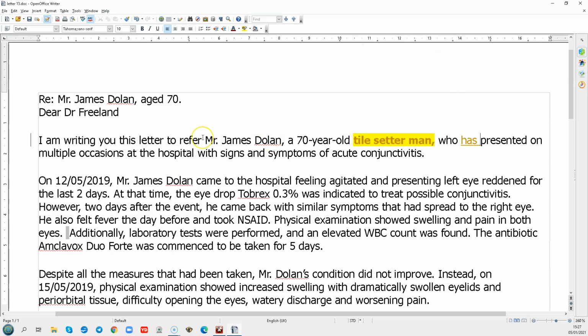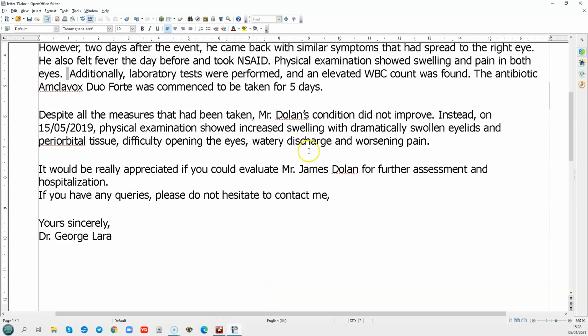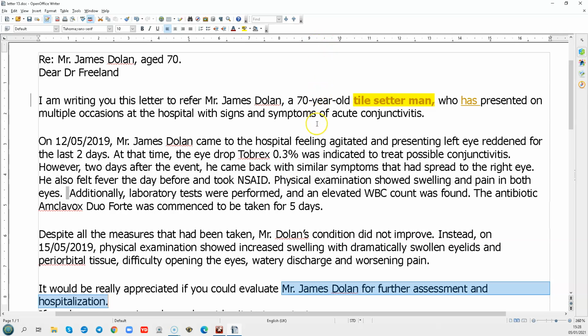So, what do you want me to do? Where's the purpose? You are writing to refer, and what is it you want me to do? I shouldn't have to scroll down to the bottom to find out. Further assessment and hospitalization. That should be here in the opening. I'm writing, and obviously, right, you don't need this. Of course it's a letter. And obviously you're writing to me, right? They like you to be concise. They make a virtue of brevity.